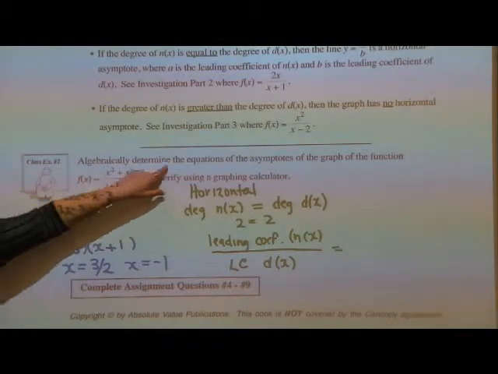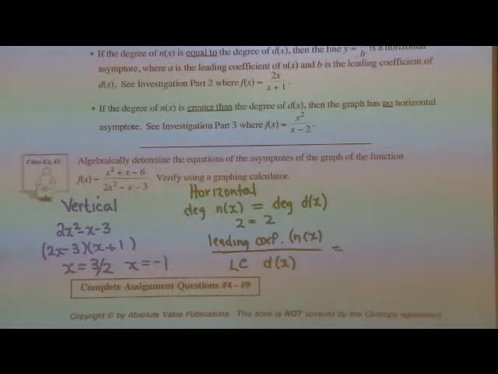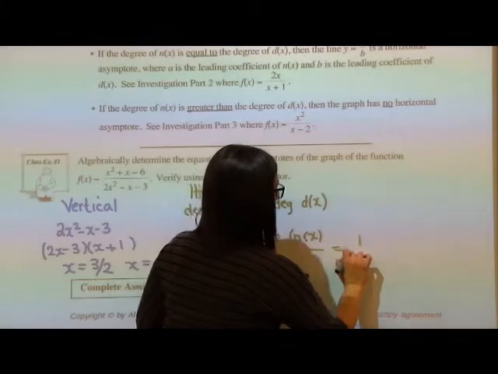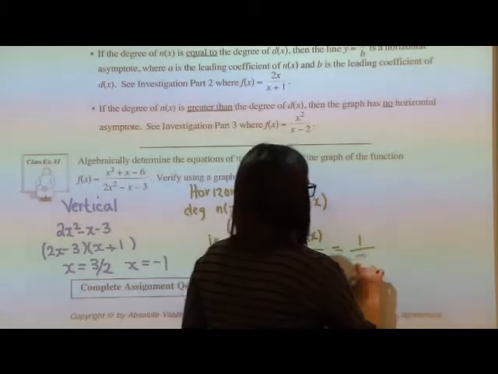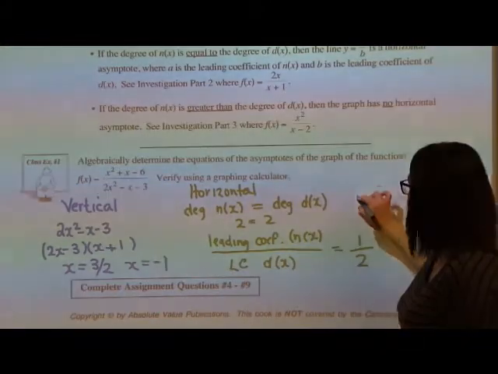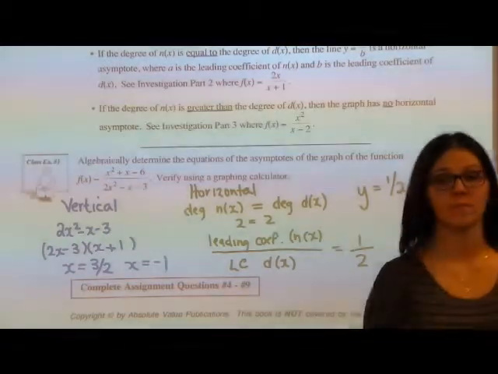So what's the leading coefficient of the numerator, of the top? Pardon? 1. And what's the leading coefficient of the bottom? 2. So then my horizontal asymptote would be y equals 1/2.